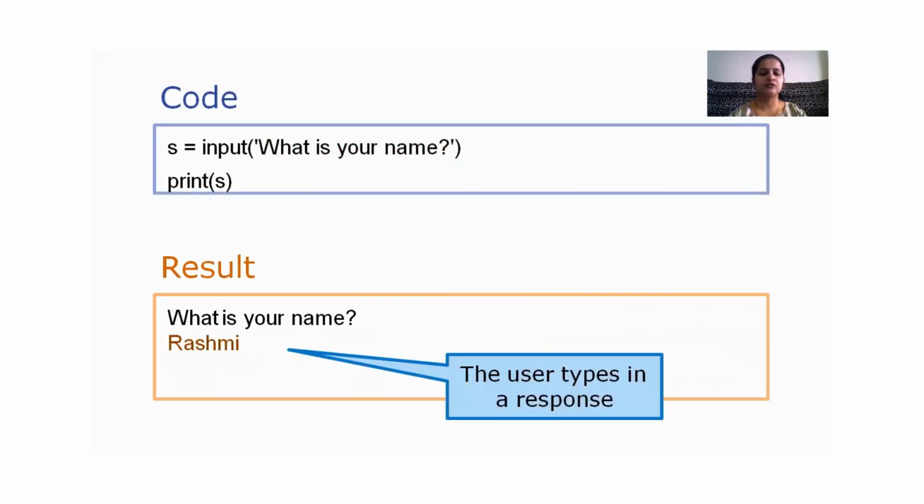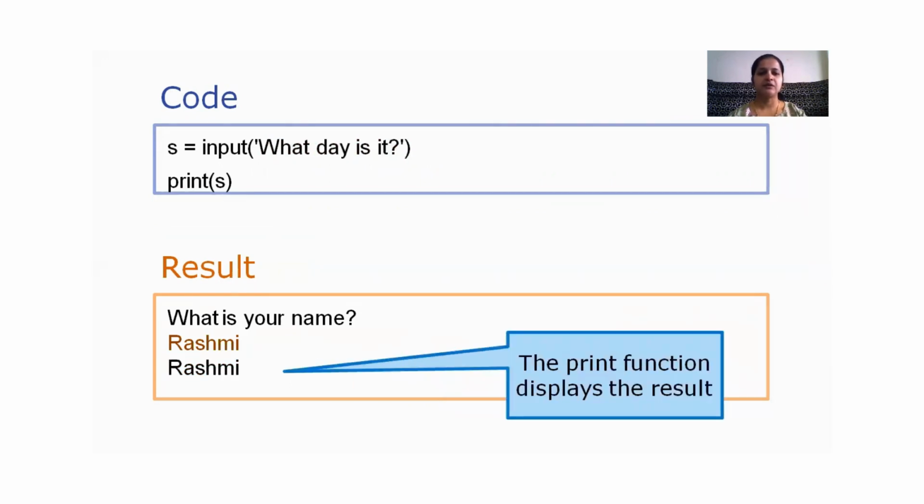And then the user is going to enter the response. So I have entered the name Rashmi. That will be stored in s. And then we have written print s. So in s there is Rashmi and that will be printed.